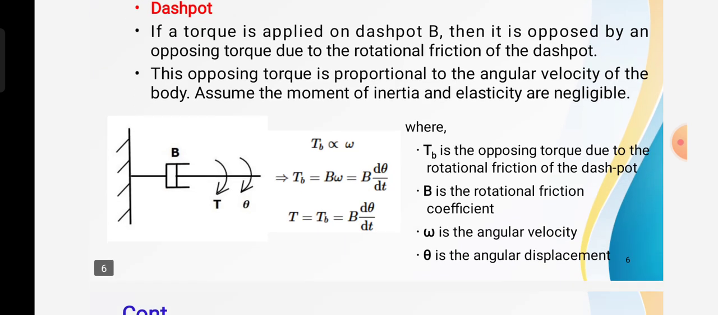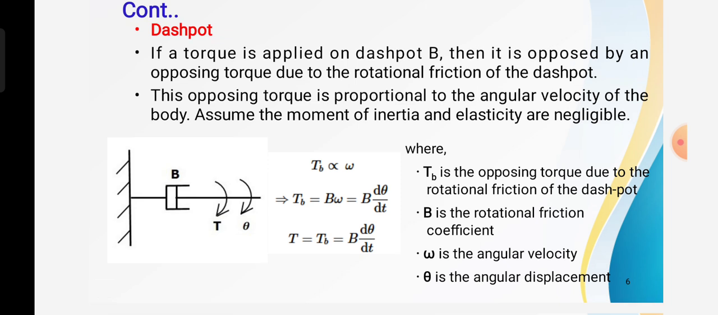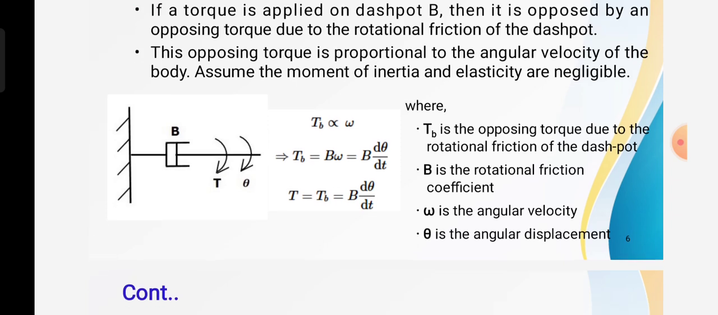So next, the dashpot. Consider the ideal frictional element, the dashpot, which has negligible moment of inertia and elasticity. Therefore the opposing torque is proportional to the angular velocity of the body, where Tb is the opposing torque due to the rotational friction of the dashpot, B is the rotational friction coefficient, omega is the angular velocity, and theta is the angular displacement.